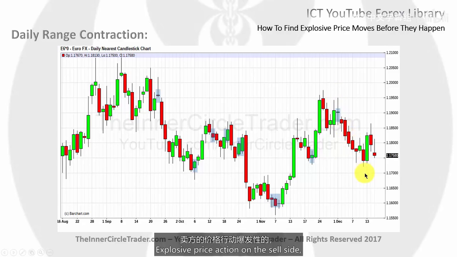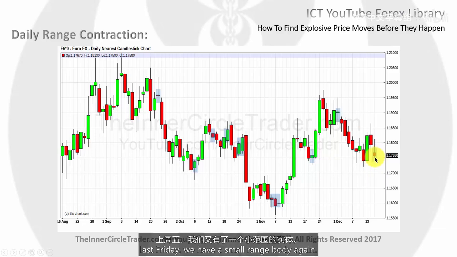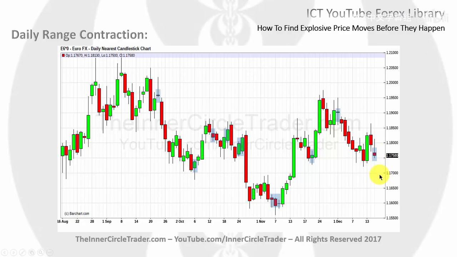Explosive price action on the sell side, reaching for an old low, rejection. And now, at the time of this recording, last Friday, we have a small range body again. So we know there's going to be expansion due coming in the next couple of days. So we would look for large range days to form. So as a trader, we want to see movement.